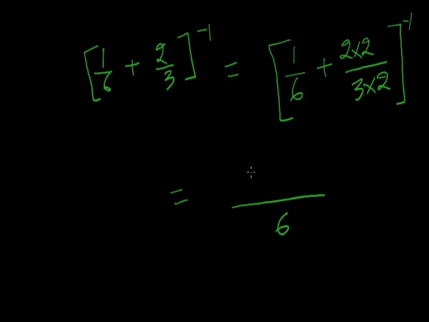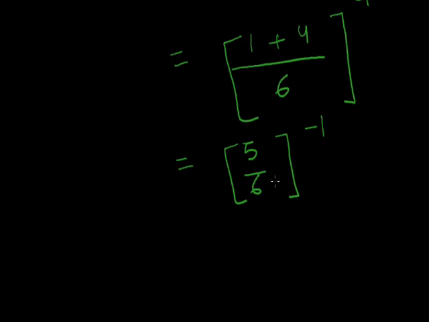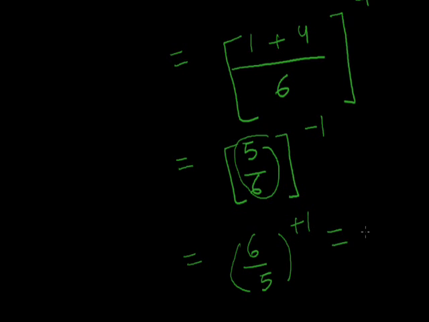We will add these terms. 1 plus 2 into 2 gives you 4, raised to the power minus 1, implies that the answer is coming as (5/6)^-1. This 1 plus 4 gives you the answer as (5/6)^-1. When we change this minus 1 power to the plus 1 power, we take the reciprocal of the term 5 by 6 to 6 by 5, and the answer will be coming as (6/5)^1, which equals 6 divided by 5.